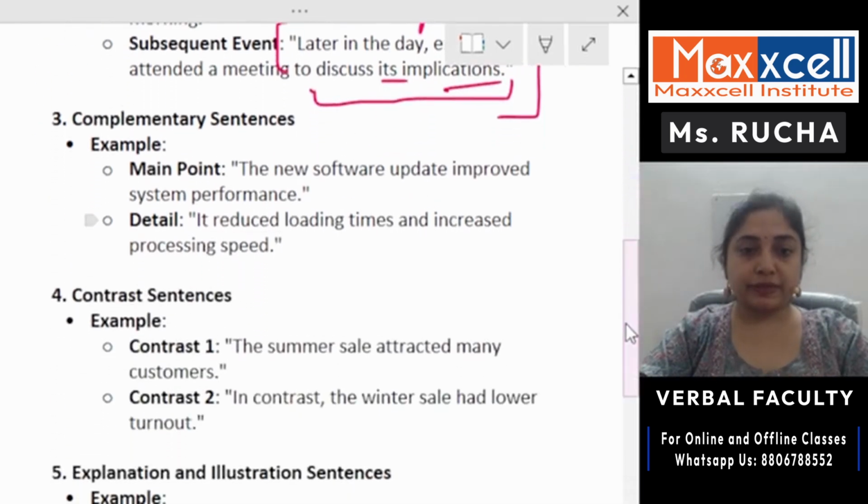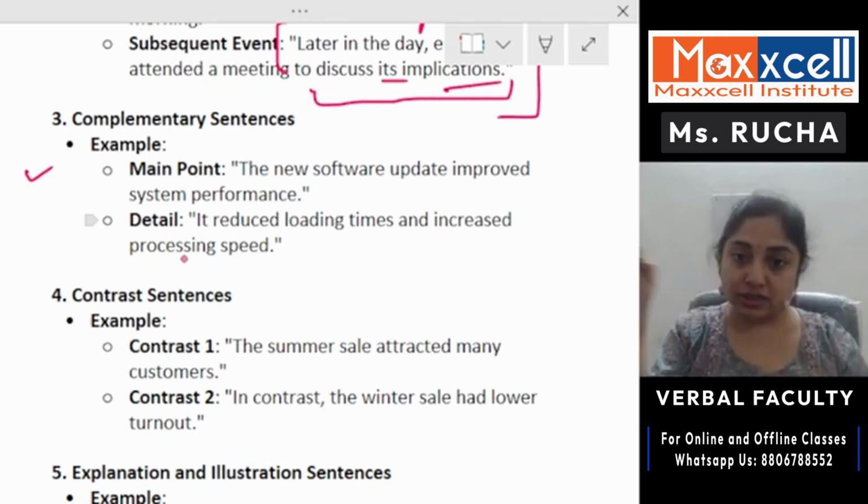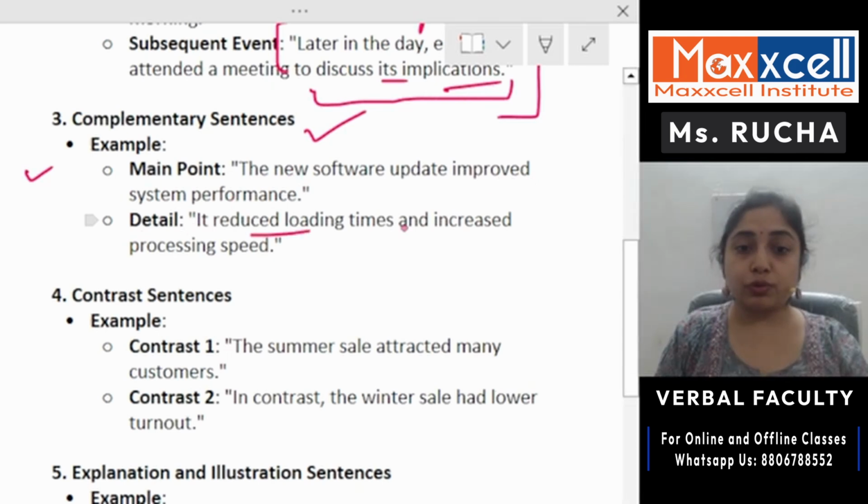What do you mean by complementary sentences now? Let us understand it with the help of an example again. Main point and the detail, very important. Even while you are writing, many a times we write a generic statement and then add one more detail to explain it, right? So this is what we call complementary sentences. The new software update improved system performance. Detail: it reduced loading times and increased processing speed, right?